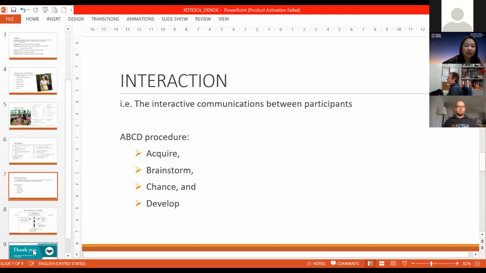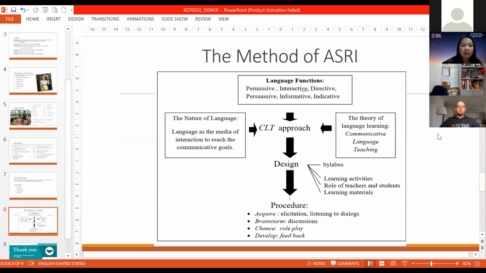And the D is the develop. Develop means that the students are free to improve their dialogue based on the expression or the situations given, or they can make up their own situation and then practice in front of the class and have feedback from peers and also from the lecturers. And so this is the method of ASRI.